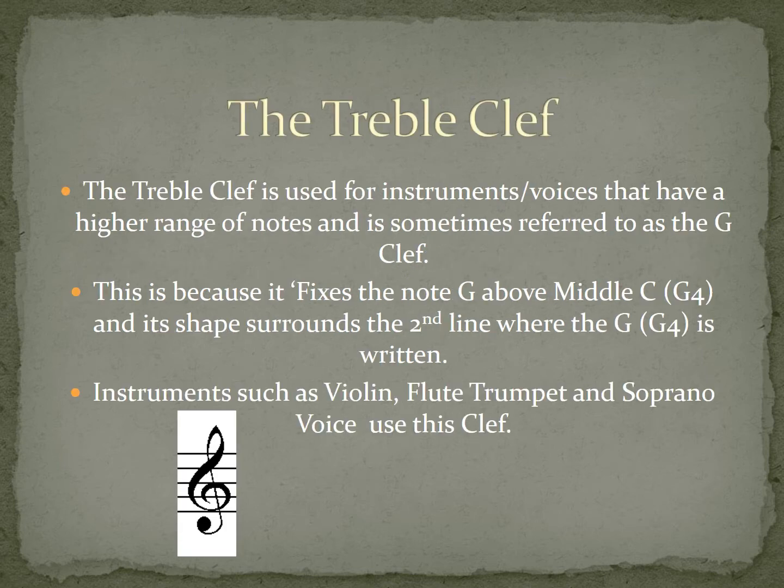So the first one is called the treble clef. It's a very common clef, and if you've been doing music theory in the past you will have seen this clef. The treble clef is used for instruments and voices that have a higher range of notes and is sometimes referred to as the G clef. Now this is because it fixes the note G above middle C, in other words G4, and its shape surrounds the second line where the G4 is written. If you look at the little symbol at the bottom, you can see the curl at the bottom surrounds the second line up on the staff.